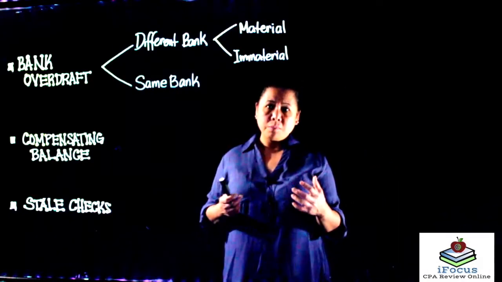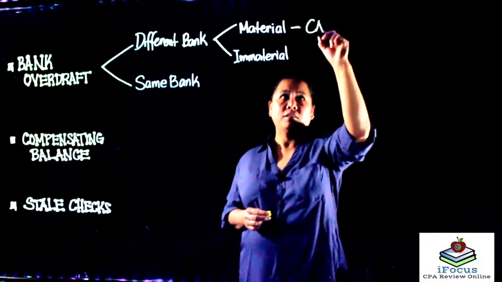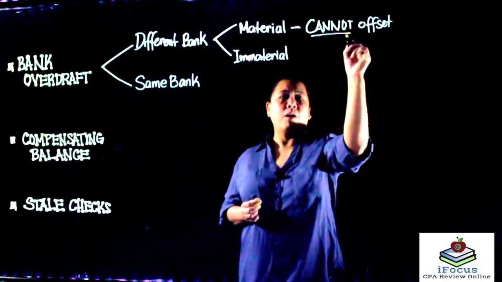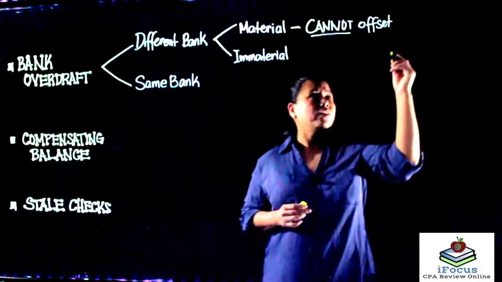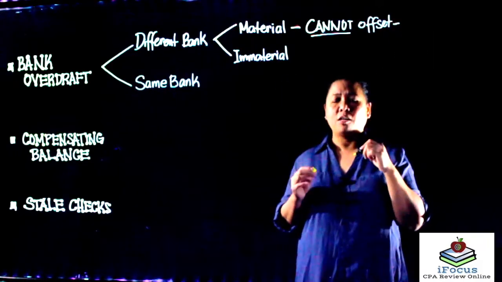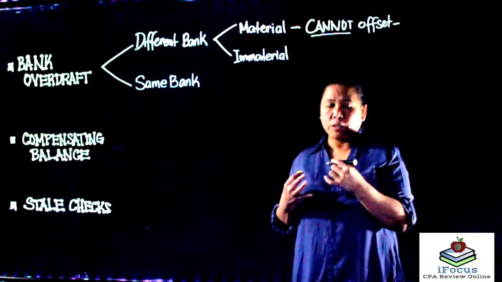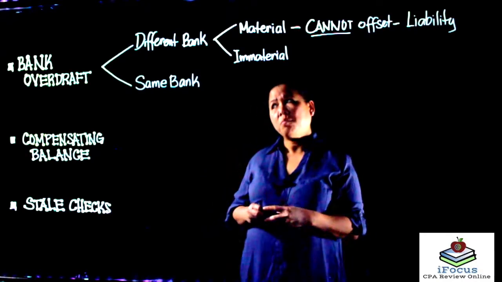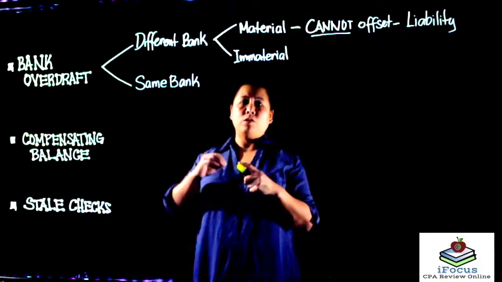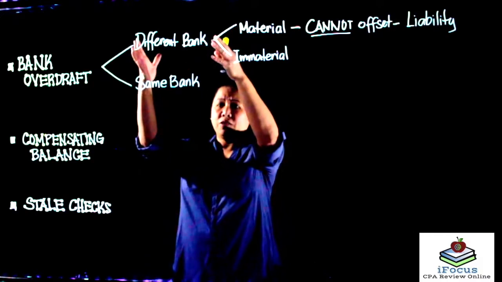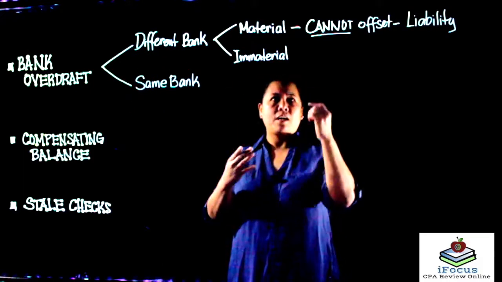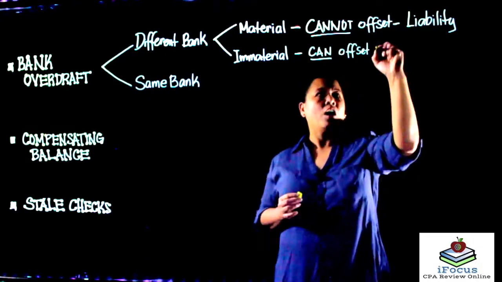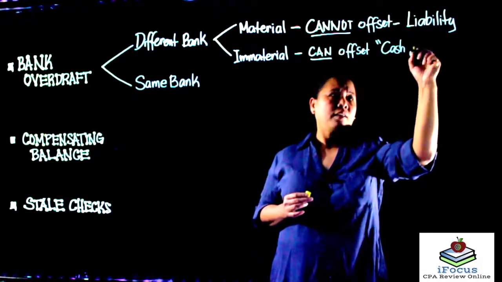If the amount is material, then we cannot offset. So what do we do if we cannot offset the amount of the bank overdraft? Then we are going to report that amount as liability. Now, if the amount is immaterial and it's from a different bank, then we can offset. We have to make a caption on that account, cash.